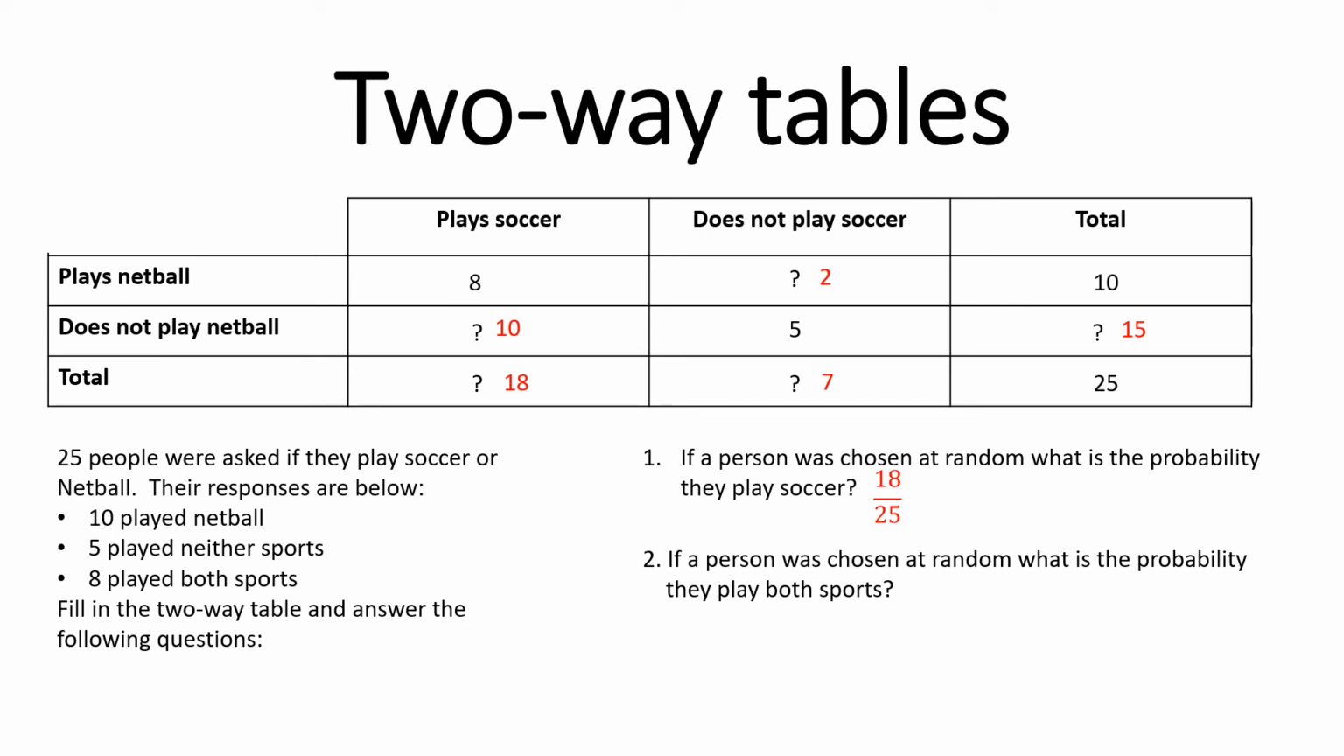For question 2, if a person was chosen at random, what is the probability they play both sports? Now we need to go to the part of the table where they play both sports. We can see right at the top, we have plays soccer and plays netball, and that part is number 8, okay? So there are 8 people that play soccer and netball. Once again, because it's a probability, favourable outcomes over total outcomes, and we will have 8 over 25.